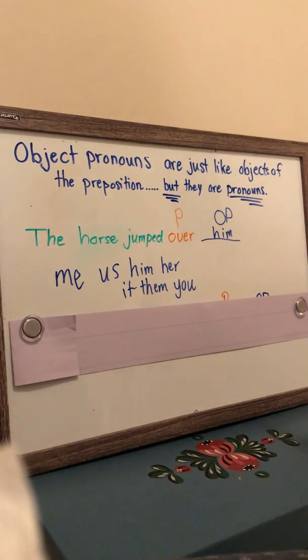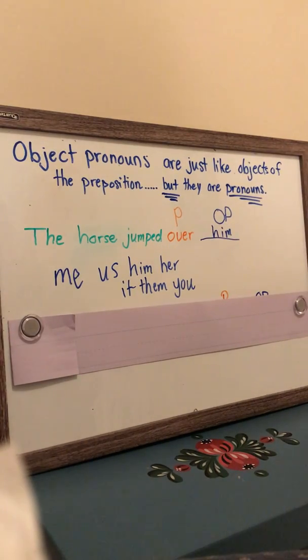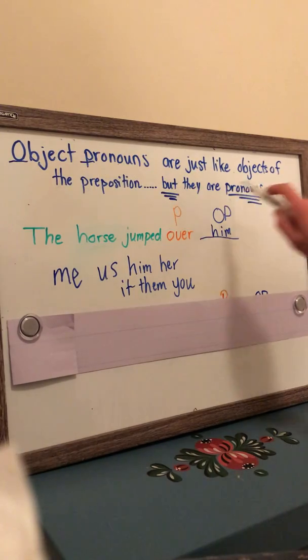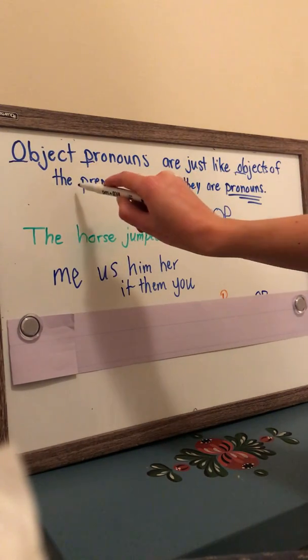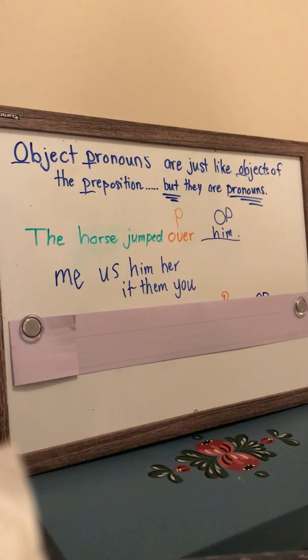Now notice, I still am going to leave OP above it because object pronoun starts with the same thing as object of the preposition. They both are OP. So we're going to leave it simple and just leave it as OP. Where's my period? There you go. So the horse jumped over him. That's a great sentence with an object pronoun. Now let's look at some more.